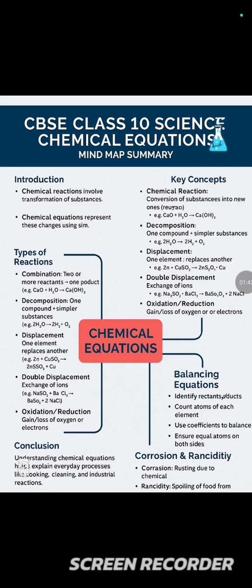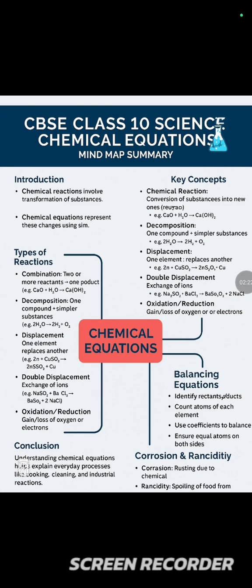A combination reaction means two or more reactants combining into one single product. You can see the example: calcium oxide plus water, two reactants, combine into a single product, calcium hydroxide. The second one is the decomposition reaction. It is exactly the opposite of the combination reaction. In a decomposition reaction, one single reactant decomposes to form two different products. The example here is 2H2O gives 2H2 plus O2.